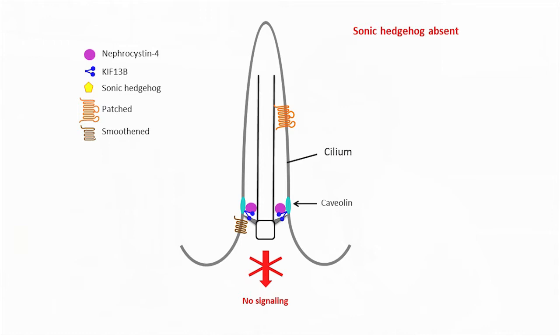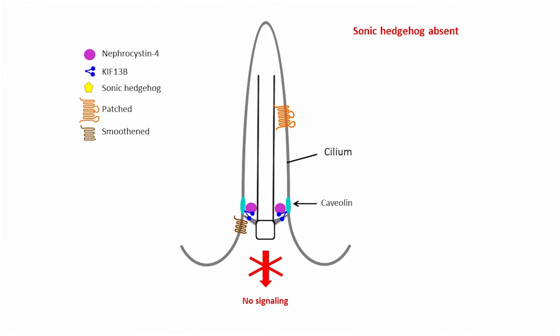In the sonic hedgehog signaling pathway, which is one of the most important signaling pathways in our body, both during development and in the adult, there are two membrane proteins that are key to activation of this pathway. And their ciliary localization is very dynamic. In the absence of sonic hedgehog ligand, so when the pathway is turned off, there is a receptor protein in the ciliary membrane called patched. When patched is in the cilium, it keeps another receptor called smoothened out of the cilium, and this is why the pathway is off.